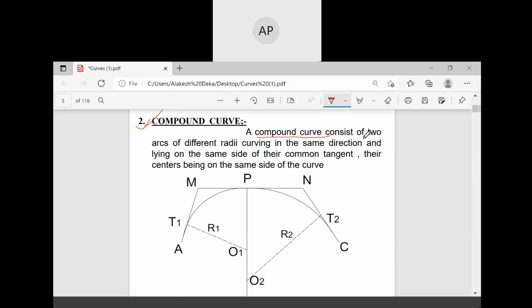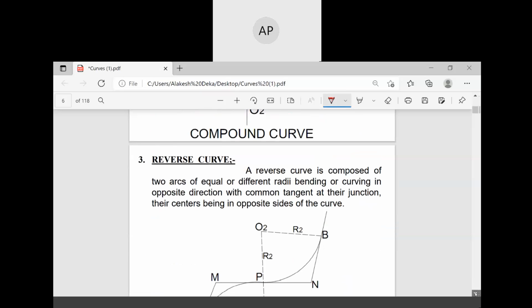A compound curve consists of two arcs. Can you see in the figure? This one is one arc, and this one is another arc, isn't it? They have different radii, R1 and R2, and these two arcs are joined. T1 and T2 are the tangent points. So this type of curve is called a compound curve.